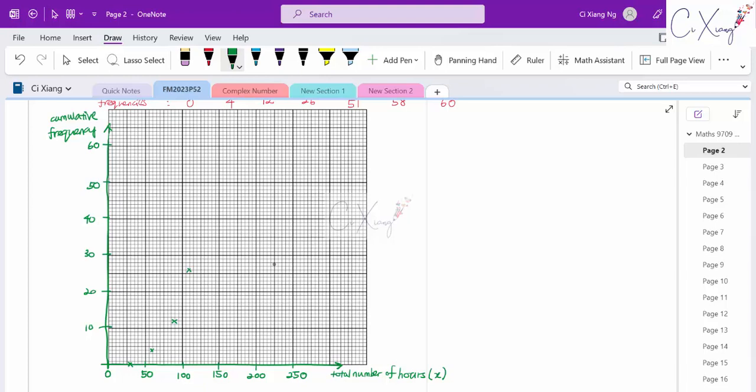140 at 51. So maybe for me, my value is here, 51, somewhere here, right? Okay. Then after that is 180, 58. And next one, 240 at 60.